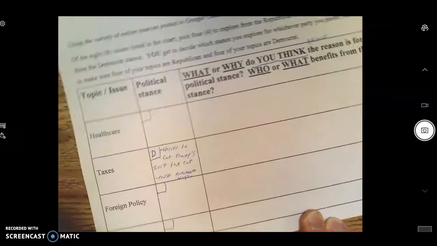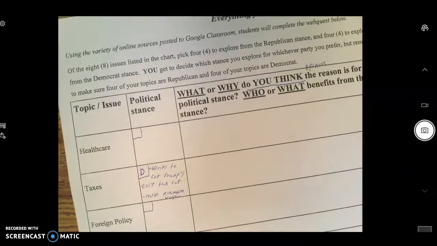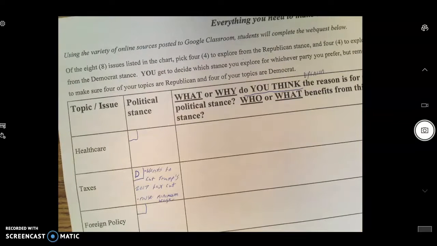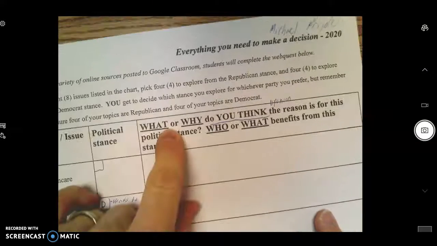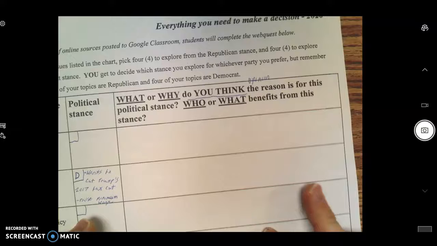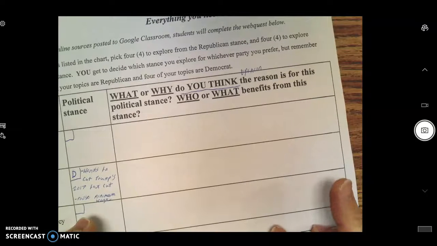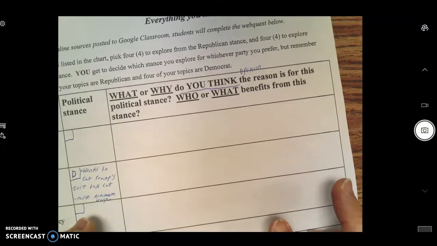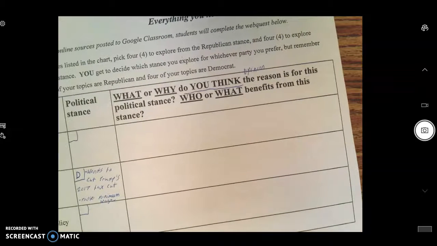Okay, there we go. Now, I need to put on my thinking cap. Everybody put their thinking hats on. What or why do you think the reason is for this political stance? Who or what will benefit from this? Who will benefit if they raise the minimum wage, y'all? Who's going to benefit? The government.